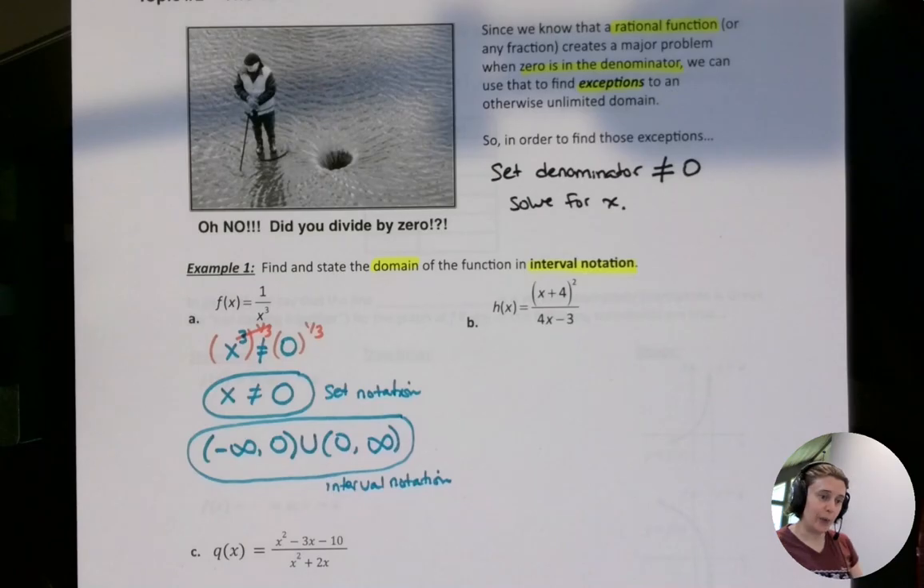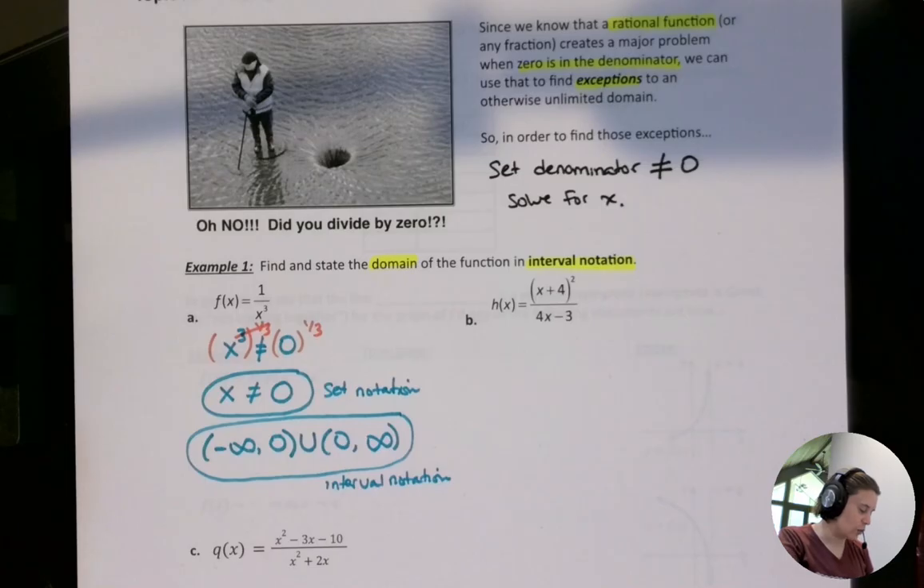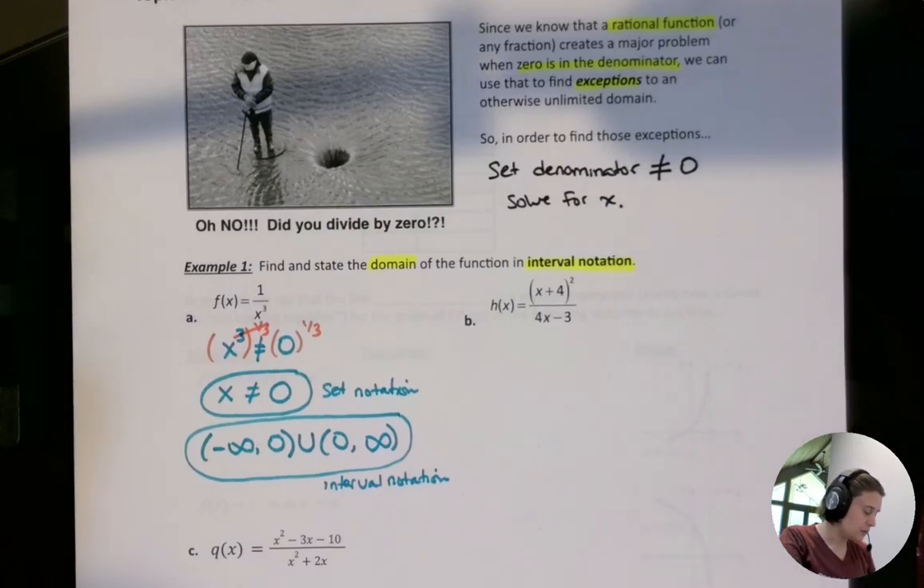A lot of times when working by hand or on paper, using set notation is just a perfectly fine way to leave it. But it's really important that at least initially, we can go back and forth fluidly between either the set or the interval notation. Let's continue and look at part B.